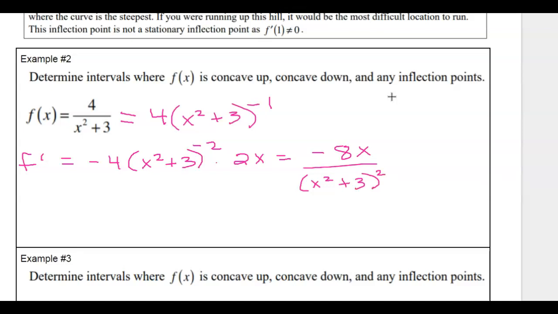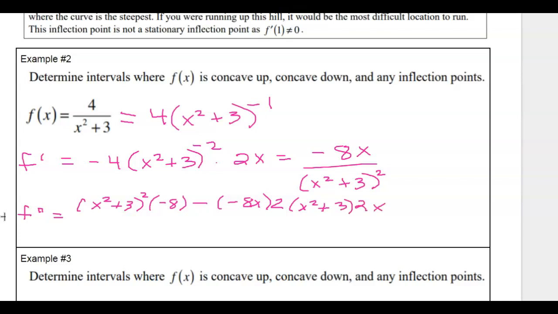Now, this time, because I do have a variable in the numerator, we will have to do a quotient rule. So I get f double prime. We get low. Sorry, I'm using another tablet, so it's not as nice as my other one. D high minus high. And then D low is a chain. So 2, the inside stays the same. Subtract 1 times the derivative of the inside. All over low squared. I'm going to run out of room, but that's okay.